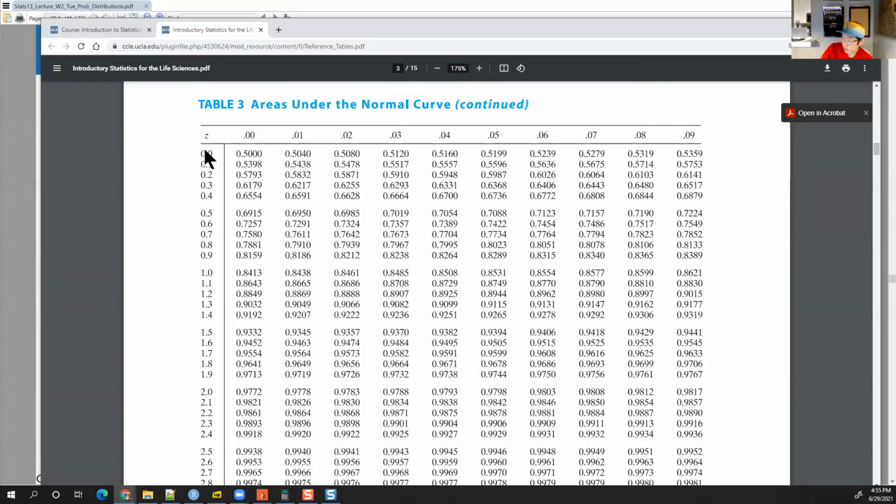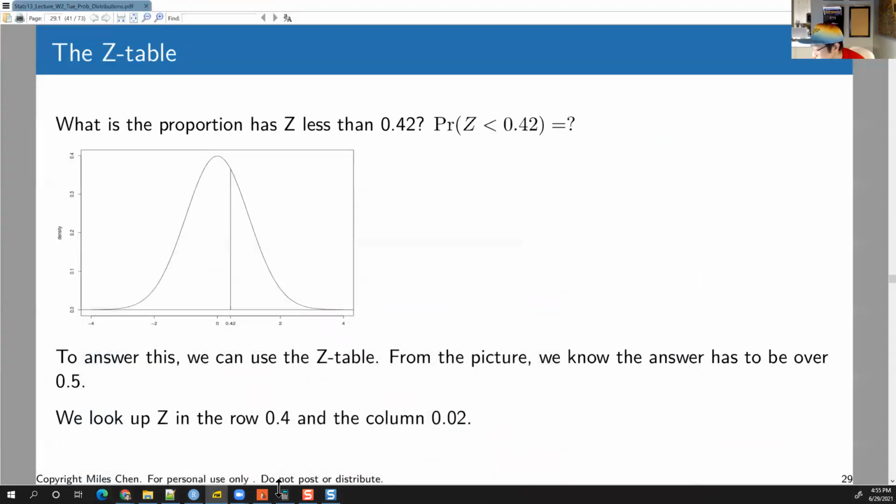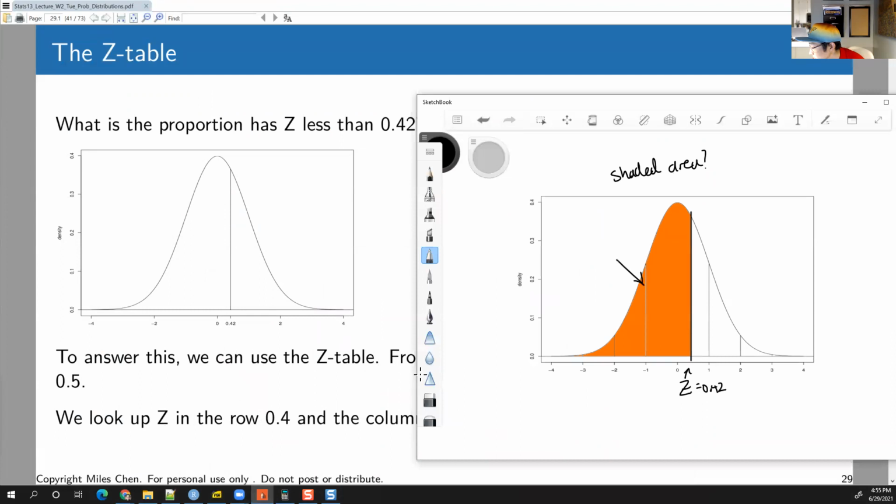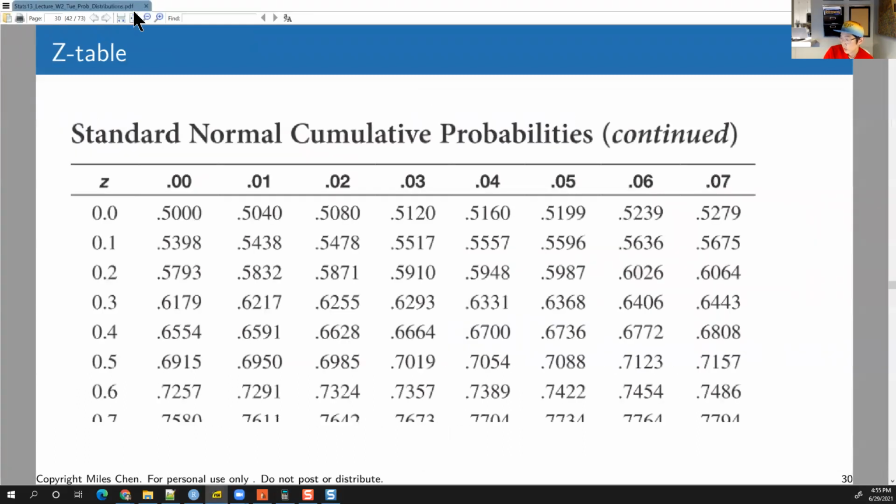We're going to go to the row z equal to 0.4 and the column 0.02. Z is 0.4, the column is 0.02, and that gives us our value for z equal to 0.42. It says this area is 0.6628. So we go 0.4, 0.02, 0.6628.